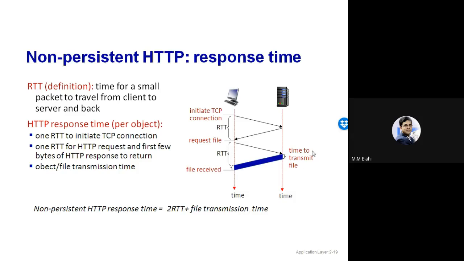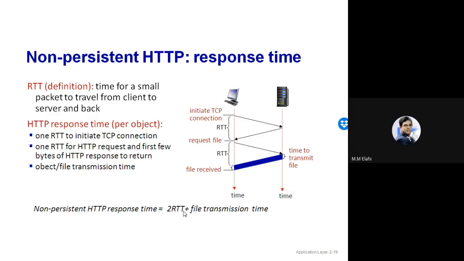In this diagram only one object is requested, but if I request 10 objects, then what will happen? In case of non-persistent, 10 times, right? So that is simple: 2 RTT into 10, right? Yes, sir. In case of persistent, 2 times, sir. 2 RTT: 1 RTT for the TCP connection, right?